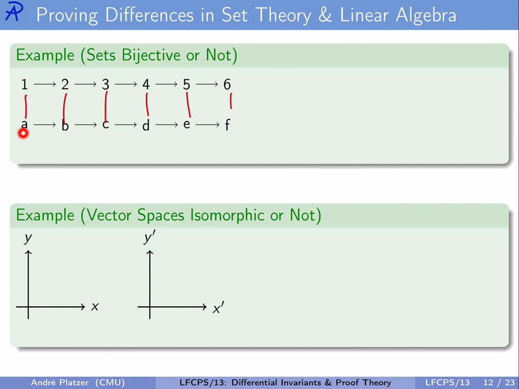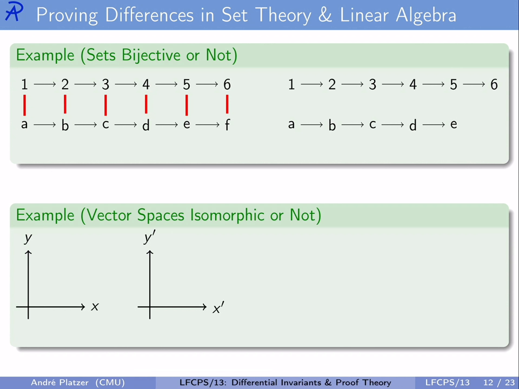And then we look at going this way and then going that way is the identity, and going that way and then going this way is the identity. So we give a bijection. But how do we prove that two sets are not bijective?